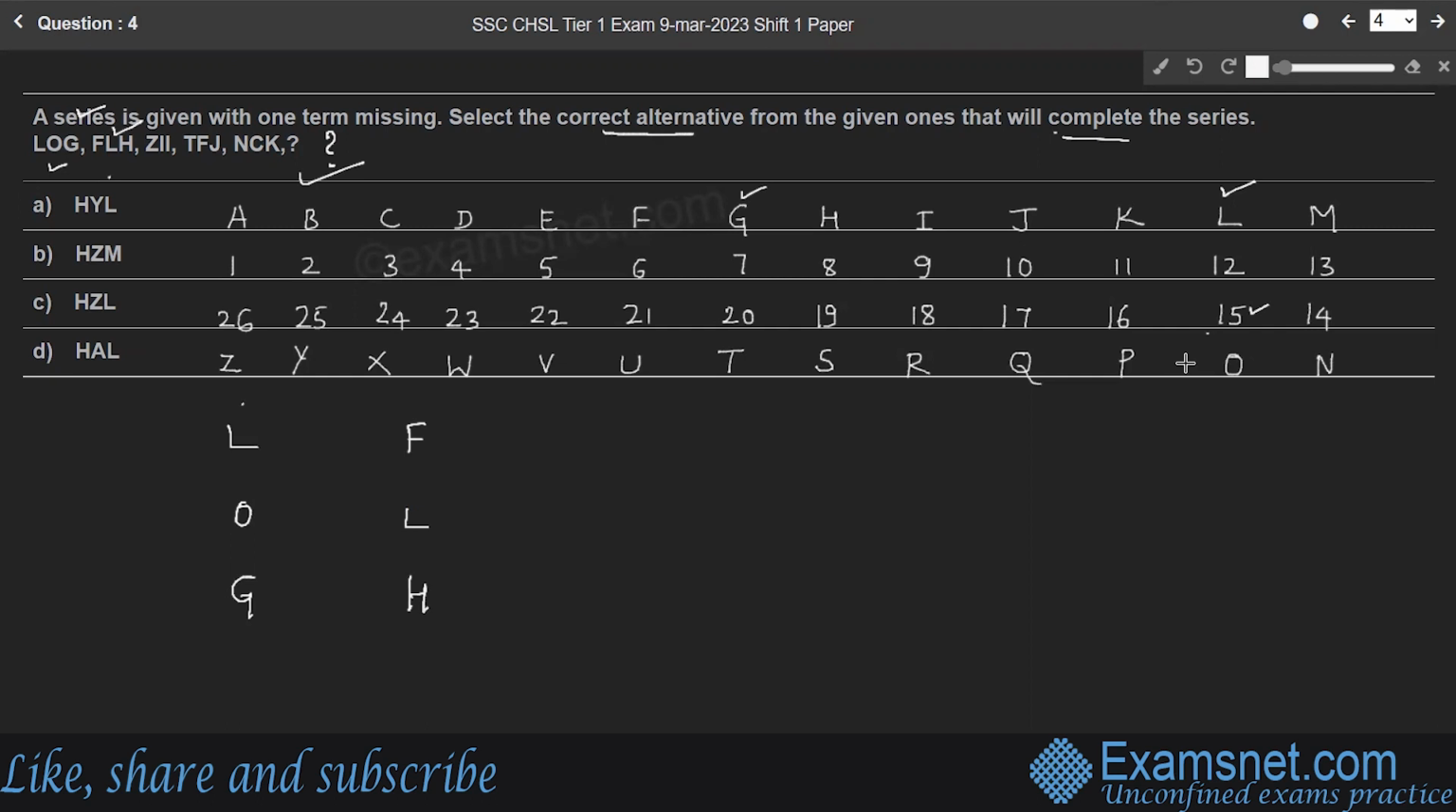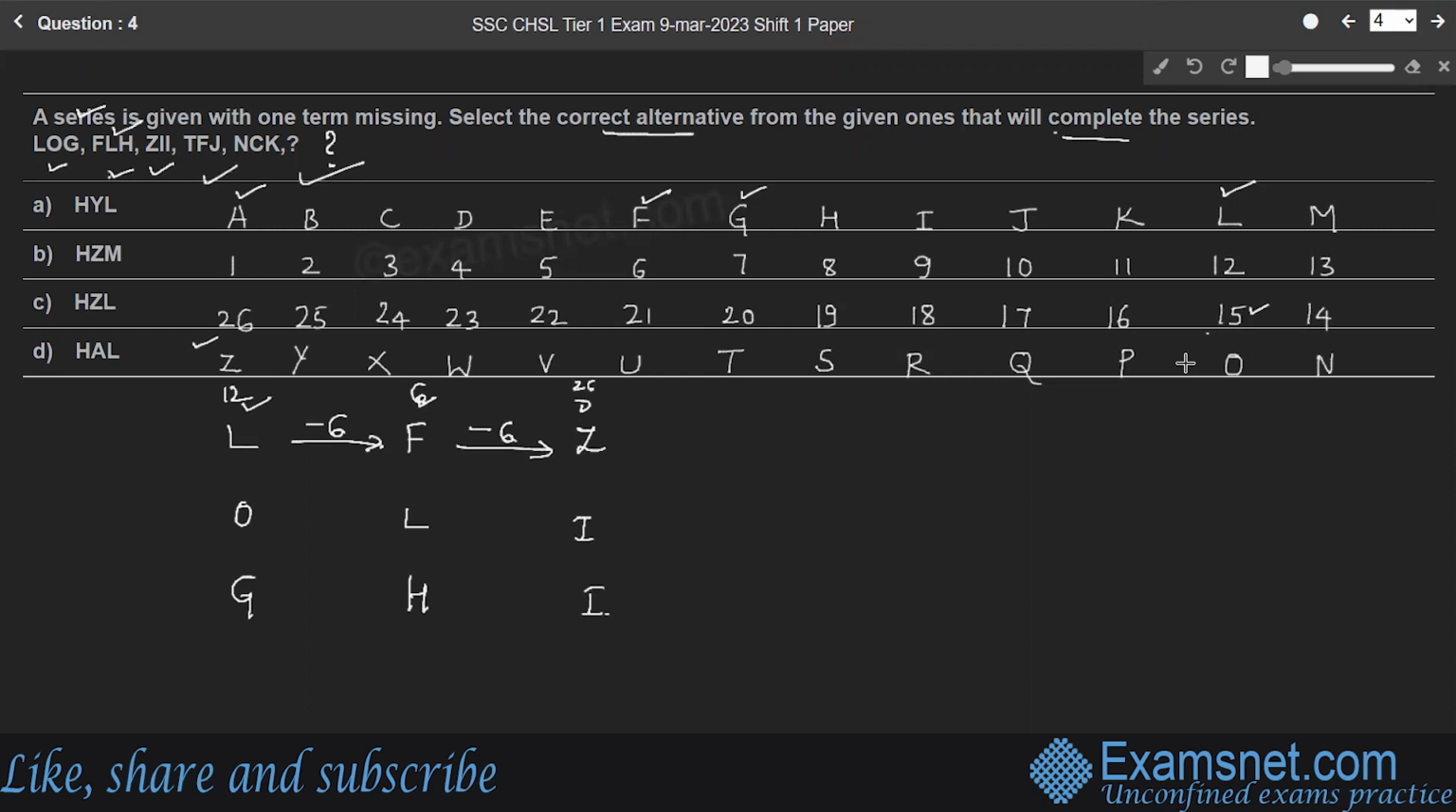Consider the first letters in each cluster. L and F. L positional value is 12, F positional value is 6. So we can write L minus 6 as F. Similarly, in the third cluster, ZII, F is 6. F minus 6 is 0. 0 is nothing but Z, right? The previous letter to A is Z. Therefore, 0 is nothing but Z. 0 or 26, both are correct.